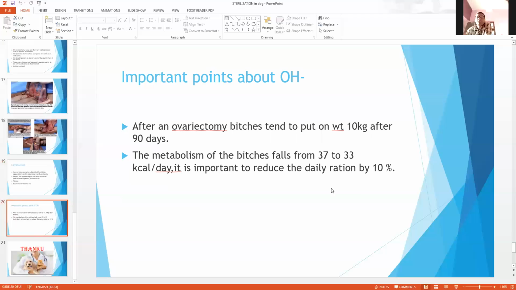After the ovariectomy, this is an important message: you just cut down the ration by 10%, whatever you were prescribing before this ovariectomy. If you are not going to follow this, then definitely weight gain is there.